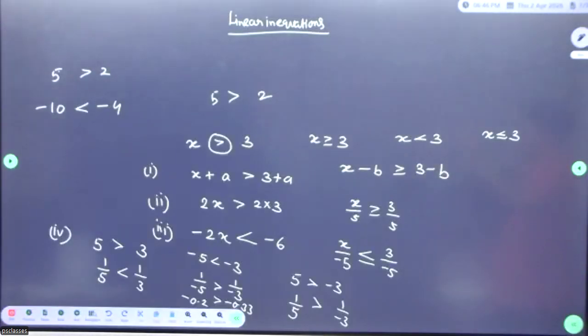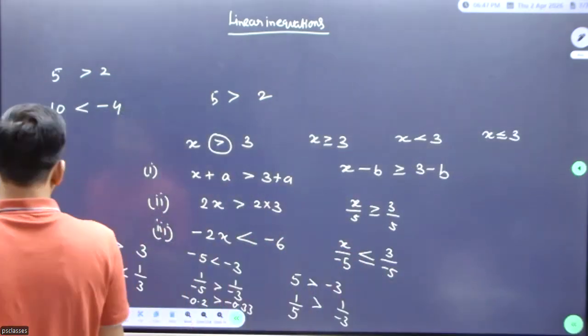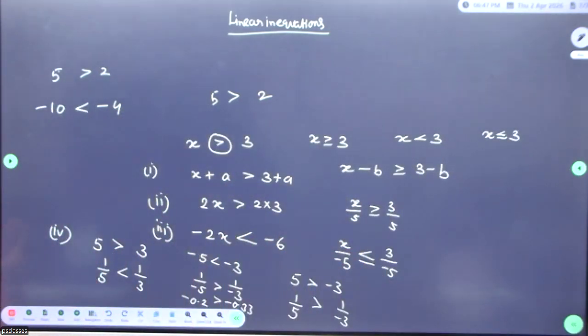So these are the rules of inequality. First one, if you add or subtract any number in the inequality, the sign of inequality will not change. Second one, if you multiply or divide by a positive number in the inequality, the sign of inequality will not change. Third one, if you multiply or divide by a negative number in the inequality, the sign of inequality will change. Fourth one, if both numbers are positive or negative, then by taking reciprocal, the sign of inequality will change. If both numbers are of different sign, one positive, another negative, then the sign of inequality will not change. These are the rules of inequality. These rules will be followed in this chapter.